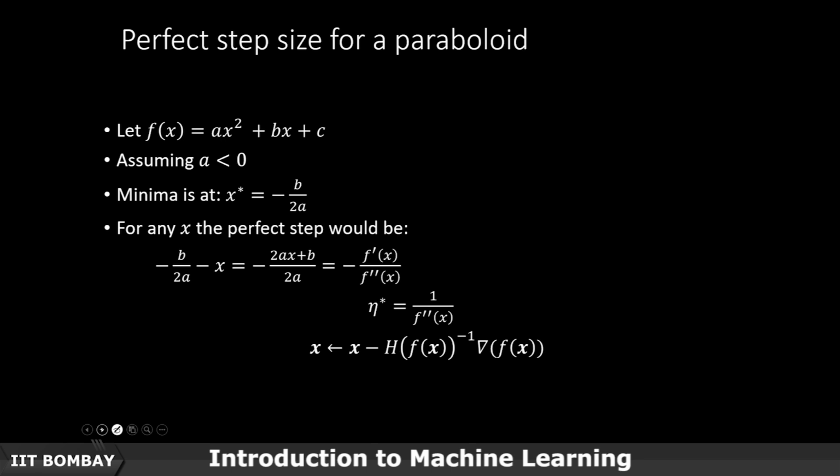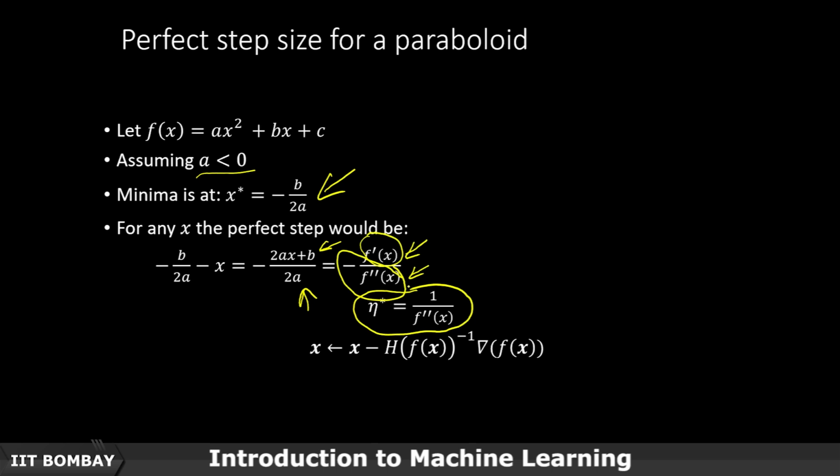So the perfect step size for a paraboloid, so let's say if we have ax squared plus bx plus c and a is greater than 0, we know that the minima lies at minus b by 2a. So your perfect step size is going to be (2ax + b) divided by 2a, which is f dash of x divided by f double dash of x. So if you think of this as the gradient, then this is your step size. So your perfect step size is 1 by f double dash of x. So this is the second order method for speeding up gradient descent.